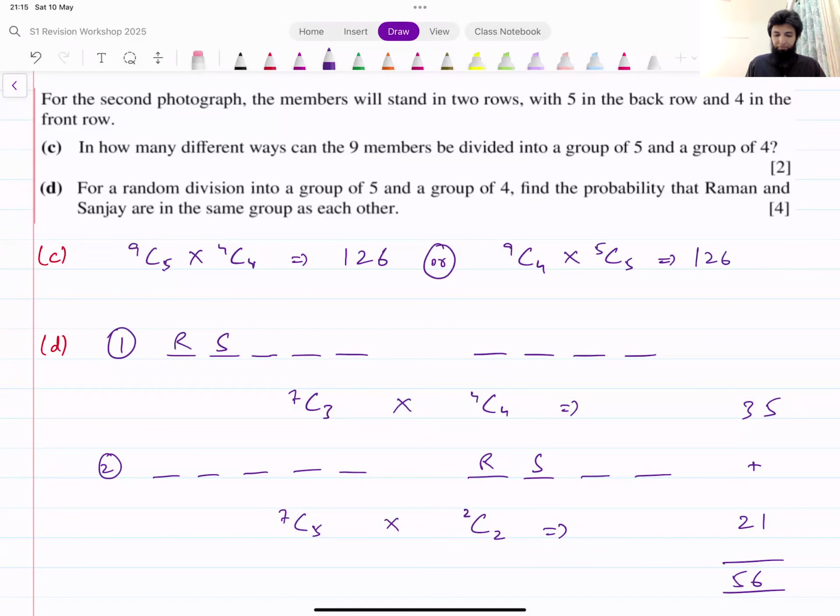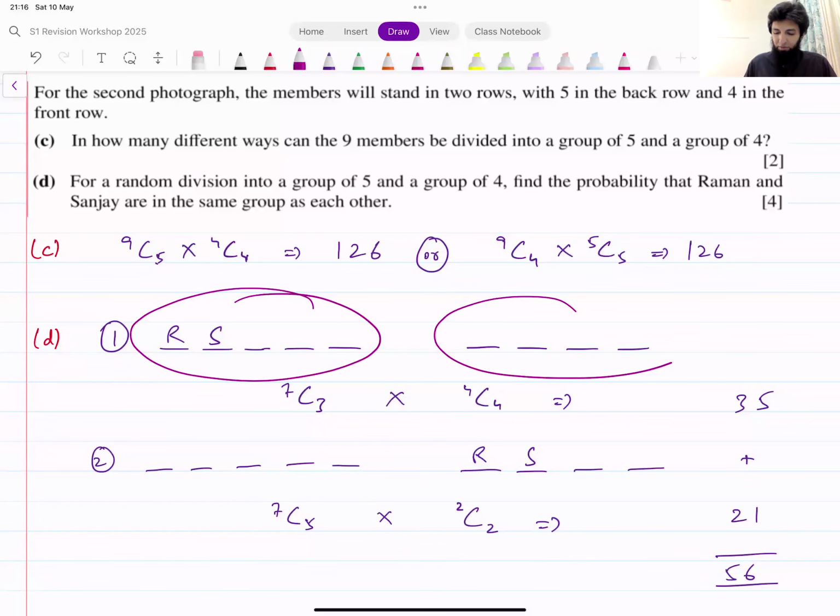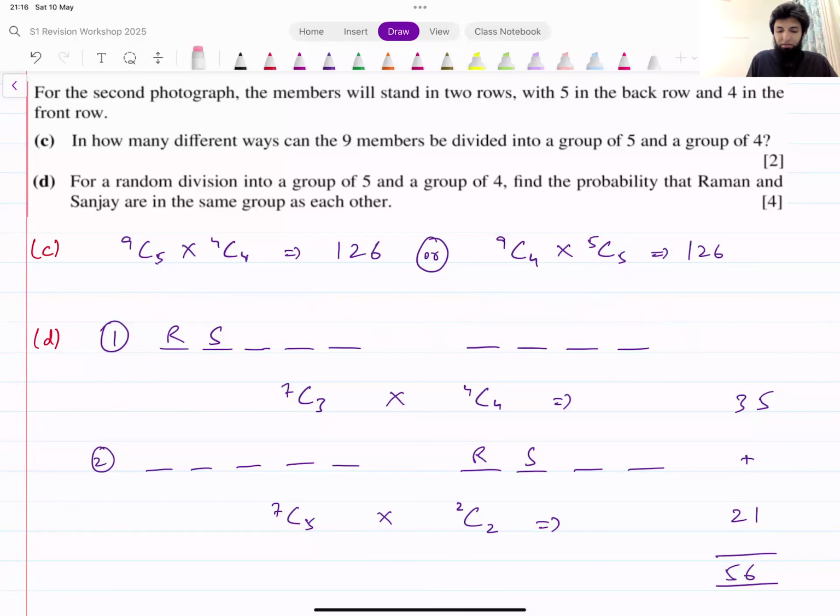It doesn't matter. Okay. Then it says for a random division into a group of 5 and a group of 4, find the probability that Raman and Sanjay are in the same group as each other. So these are two people. What's the probability that they are both in the same group? Now we have to make cases for this, right? If they're in the same group, we are not sure which group. They could be in the five-member group. They could be in the four-member group. So this is the five-member group. This is the four-member group. One possible case is that they're both in the five-member group. If they are here, then we want to find the probability, right?